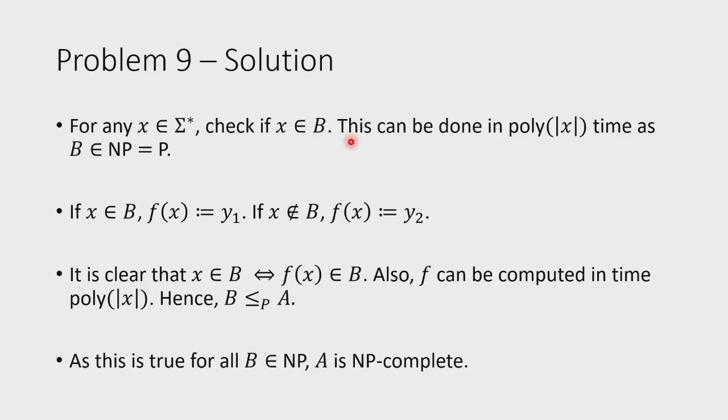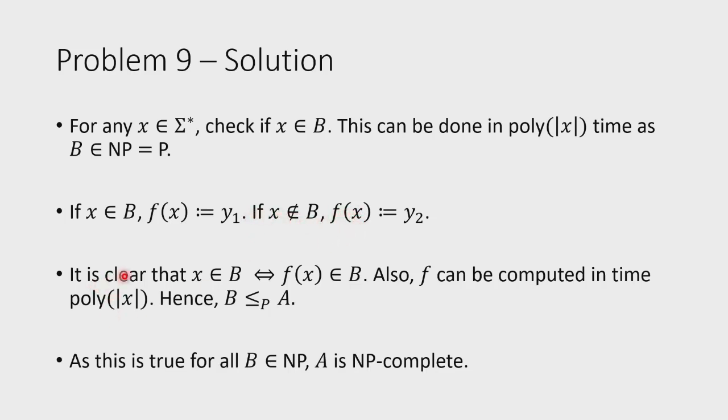So now this can be done in time polynomial in the size of x, because B is in NP and NP is P, right? Yes. So if x is in B, we'll set f of x equal to y1. And if x is not in B, we'll set f of x equal to y2.